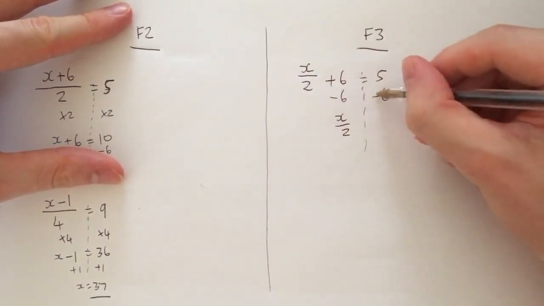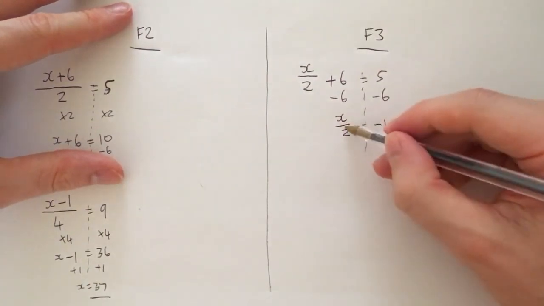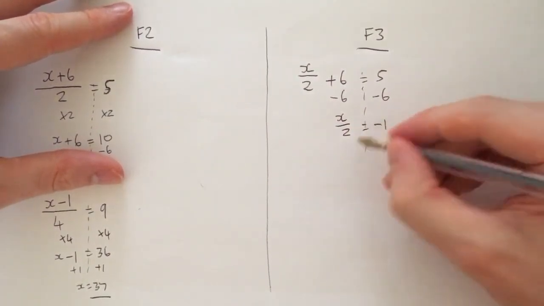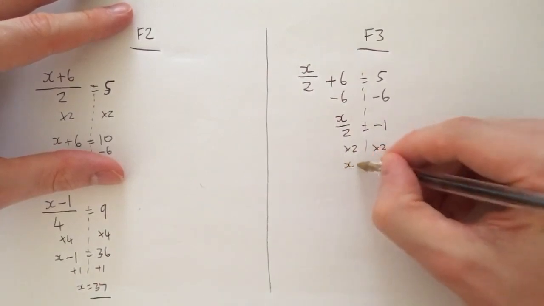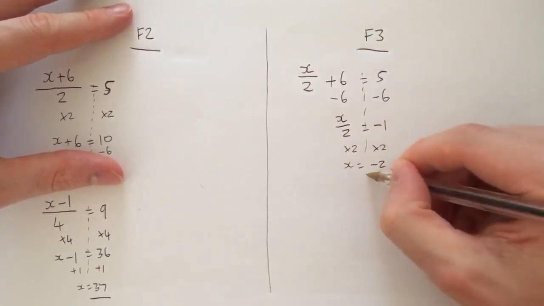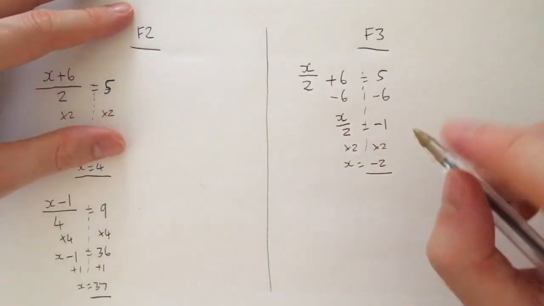That cancels out. 5 minus 6 equals negative 1. Then I say to myself, x divided by 2 equals negative 1. So the inverse of that is times by 2. So x would equal negative 2, because negative 1 times 2 is negative 2. Okay, one more example.